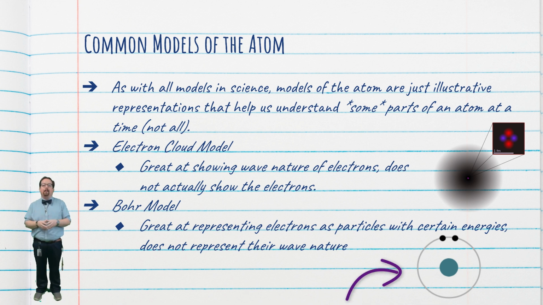The Bohr model of an atom is a bit less current, doesn't represent the wave nature of electrons at all, and does not do a great job of representing the relative size comparison of the nucleus to the rest of the atom. It does, however, do a fantastic job of showing electrons as particles with very specific energies. It also does a really great job of showing how many electrons are available to participate in chemical bonding, which is really what we're concerned with in this class.